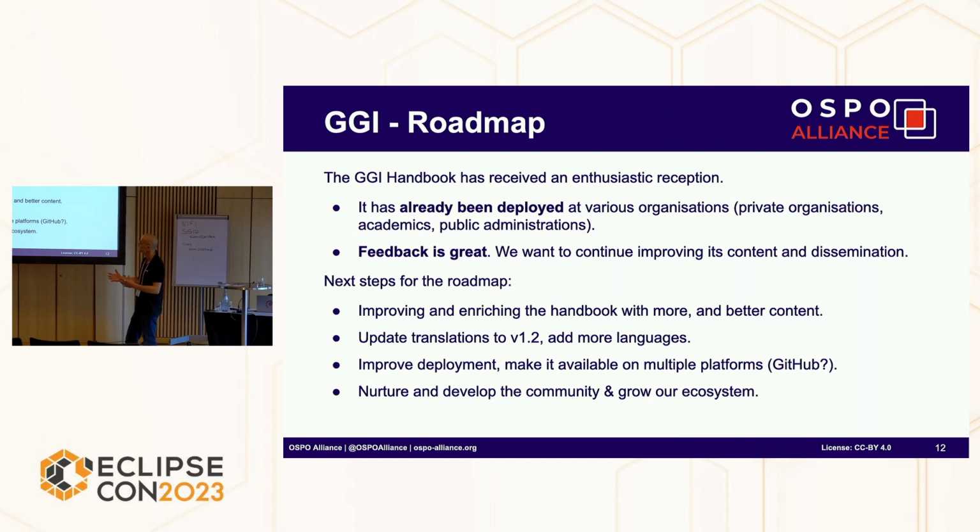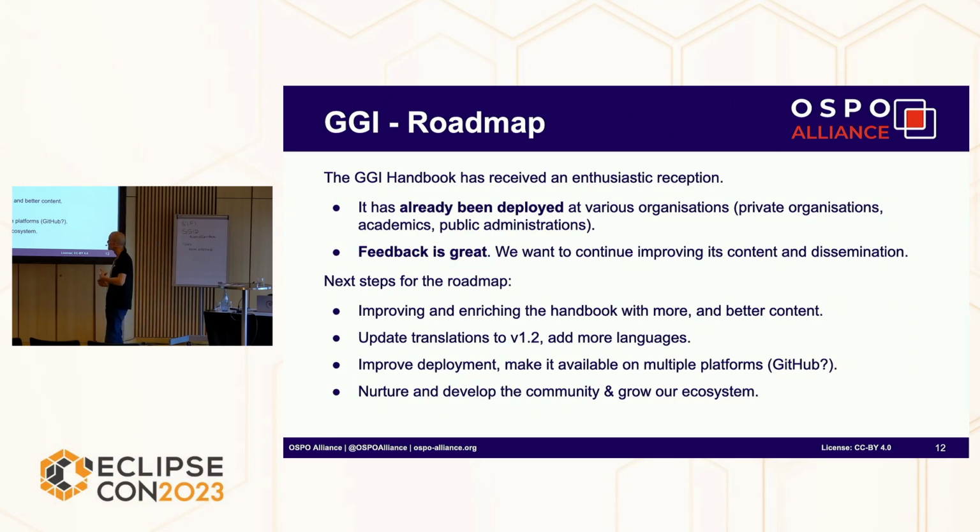So we will continue for the immediate roadmap and the coming year. We will continue improving and enriching the handbook with more and better content, maybe more activities. We get more and more feedback as well. We will update translations to V1.2, since V1.2 just got out and the translations still reflect 1.1. We will, of course, work on the deployment feature, and make it available in different languages. Since we have the translations, we will have a way to actually deploy that in your specific language.